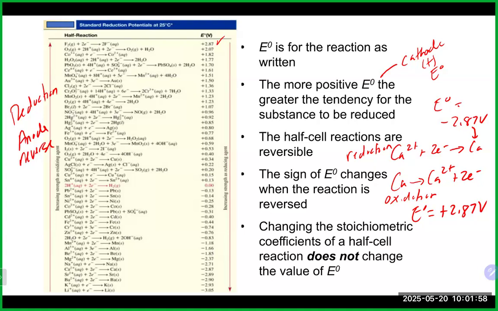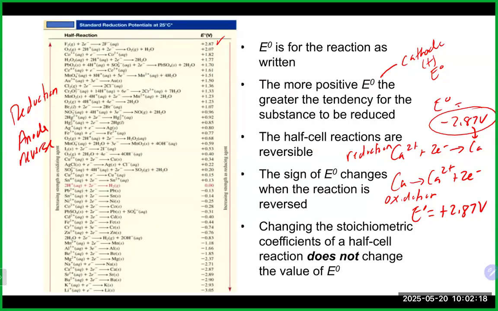You do not want to subtract them, otherwise you'll undo your change. But if you just want to take this one and know that's your anode, you can subtract it and it will change the sign for you. Now, changing the coefficients of the half reactions does not affect the E value that you find here in the SRP table.